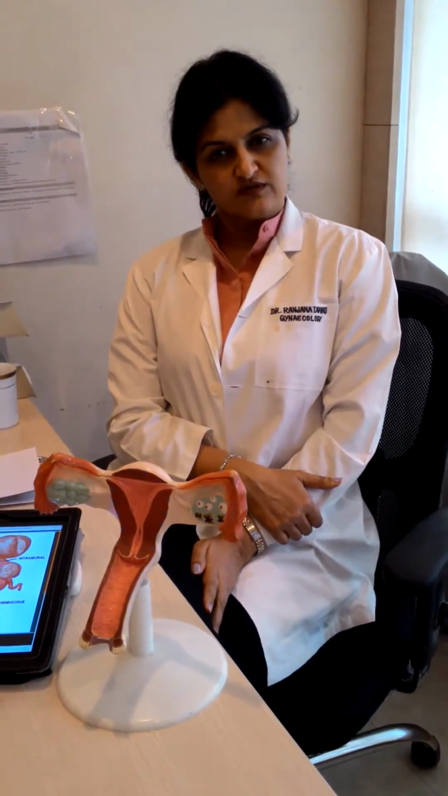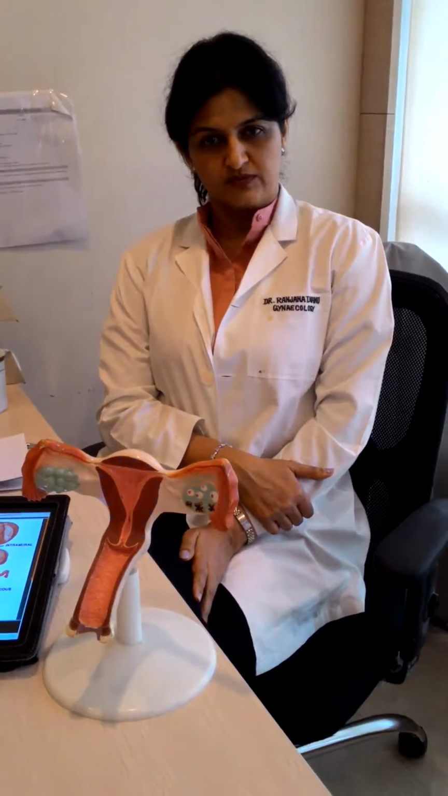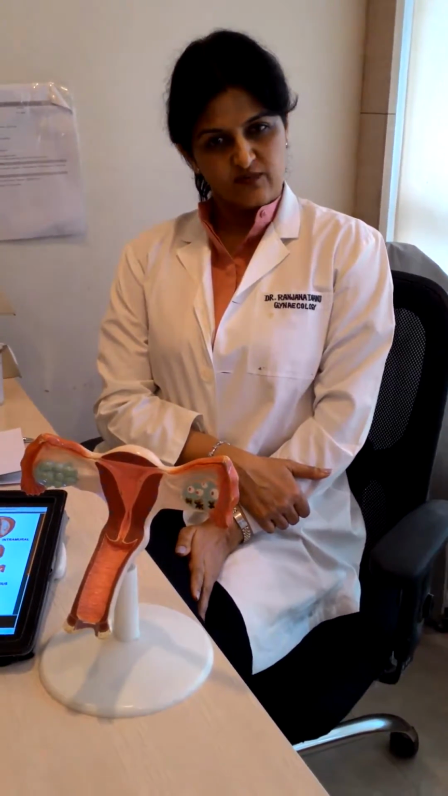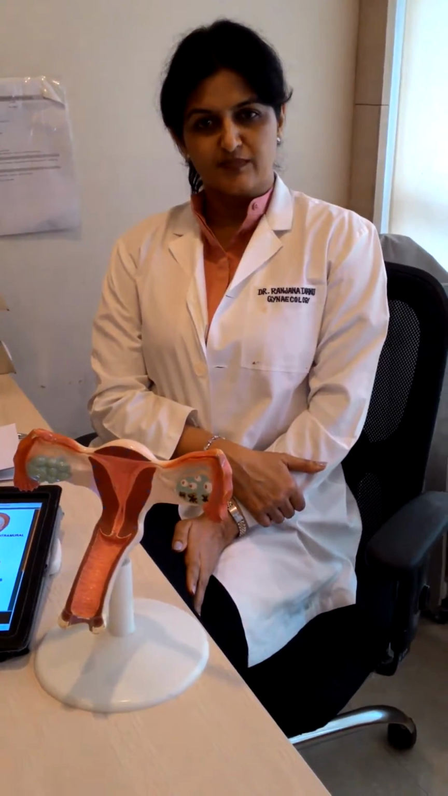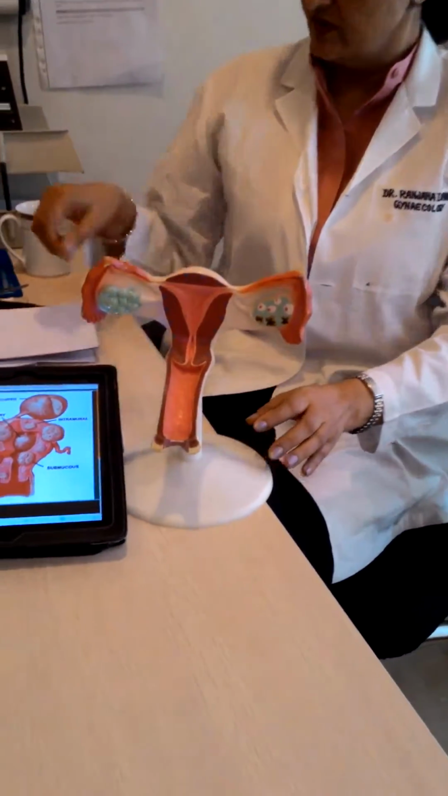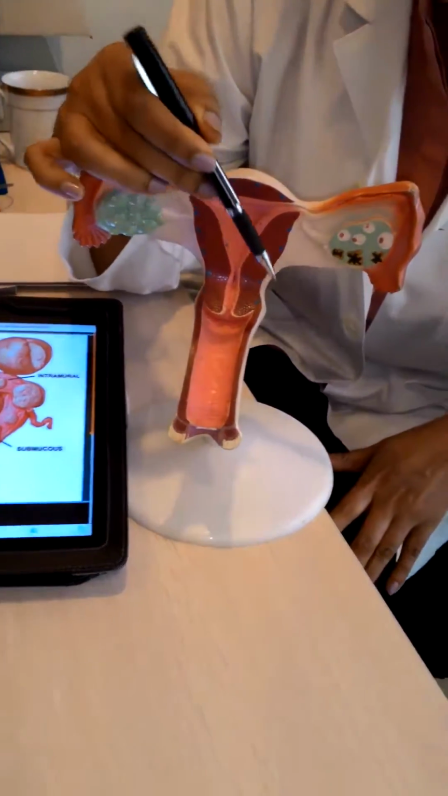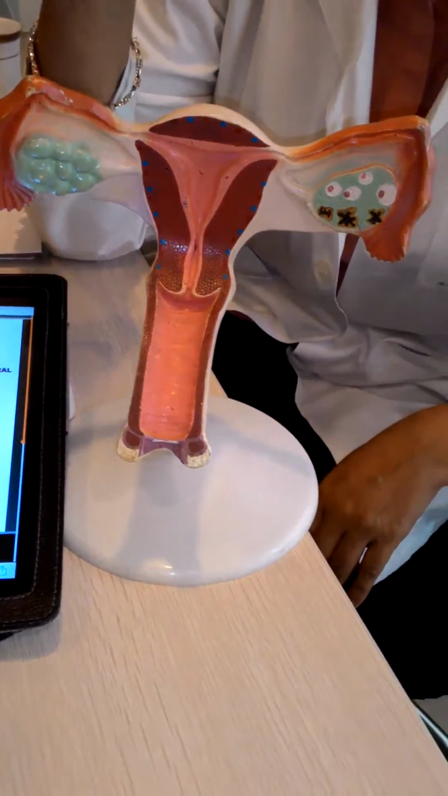Our main prerogative is to educate the women population about what their general problems are, and we do know that fibroids are one of the most common causes of OPD complaints. So fibroids, as you know, can start off anywhere in the uterine wall. They're basically benign growths that start off in the uterine wall.